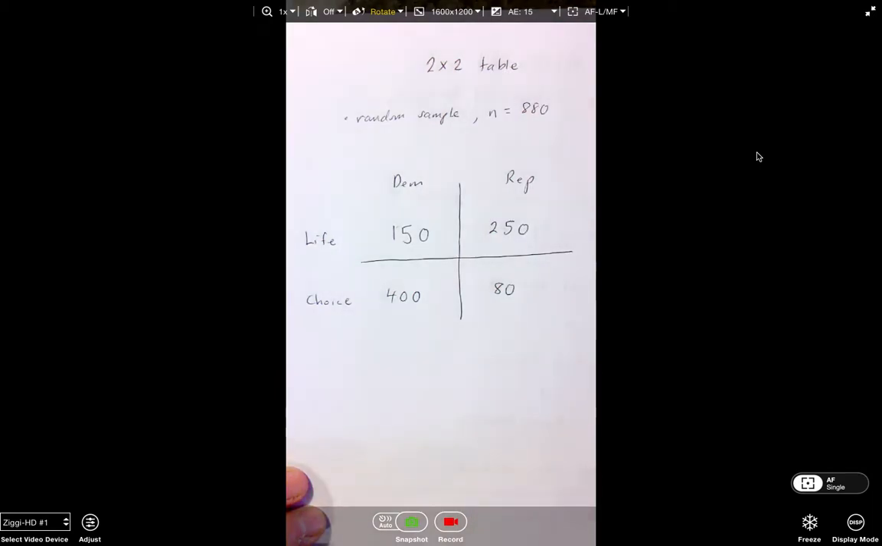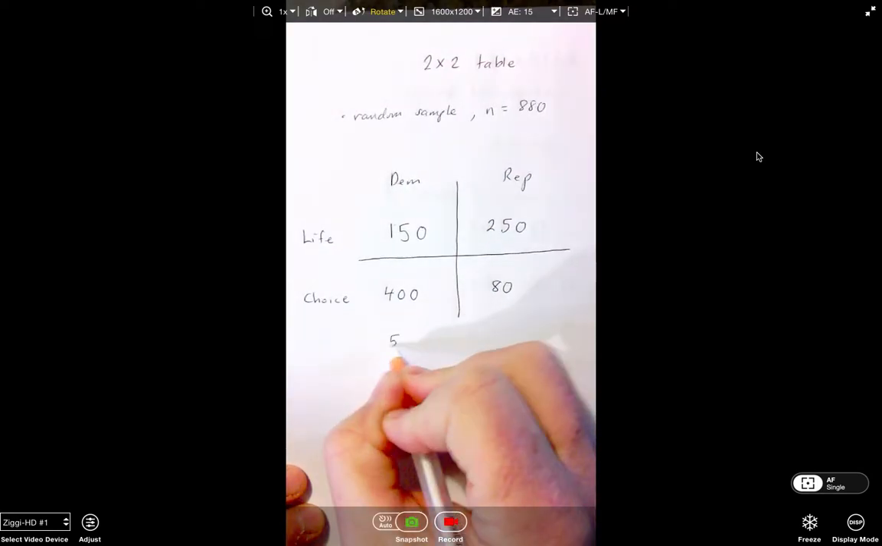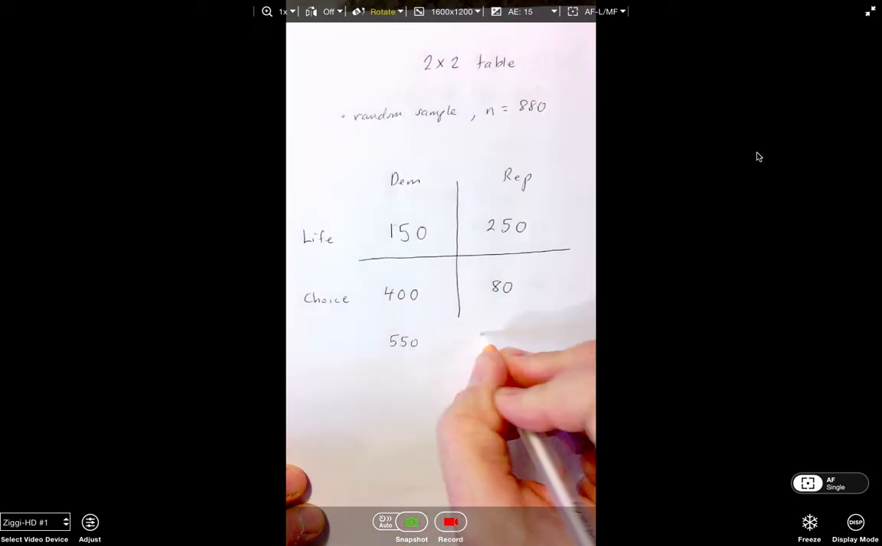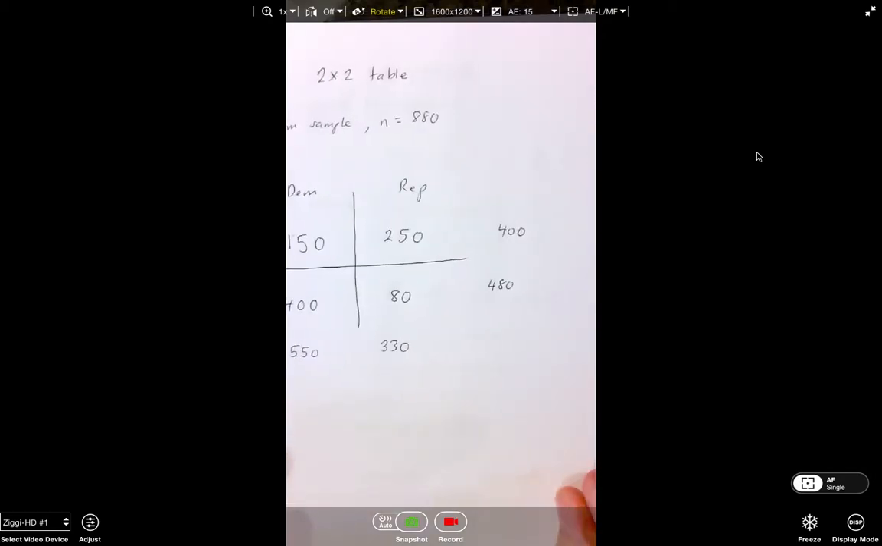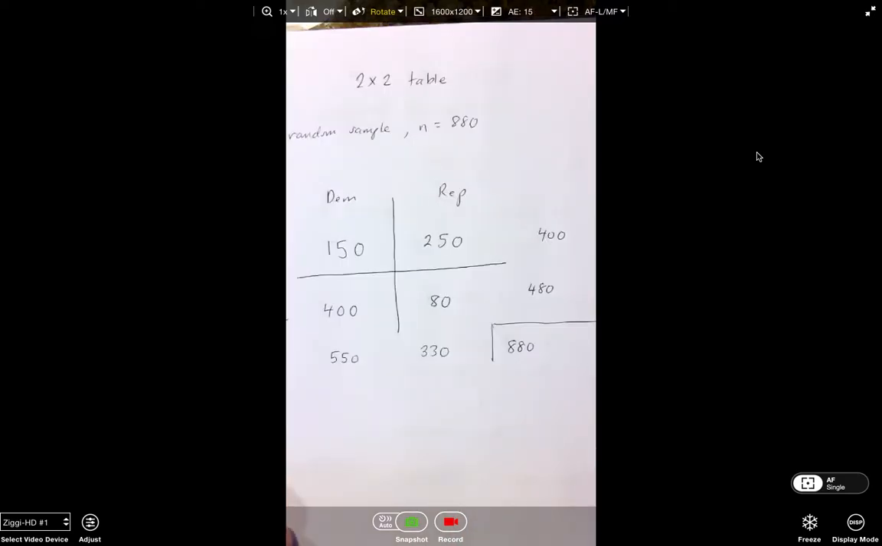Now, one of the first things we'd want to do is go ahead and look at row totals and column totals. So, guys, we're going to have 550 Democrats, 330 Republicans, 400 who said they're pro-life, and 480 who said that they're pro-choice, so clearly having 880 subjects, okay?